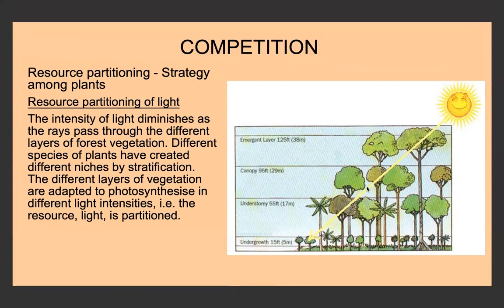So the greatest light intensity is up here. And as light passes through the forest, we now have the least amount of light intensity on the forest floor. And different plants need different amounts of light intensity. So those that need a lot of light intensity will usually be the tall trees, and those with less will be the smaller trees. These plants have adapted to photosynthesize in different light intensities.